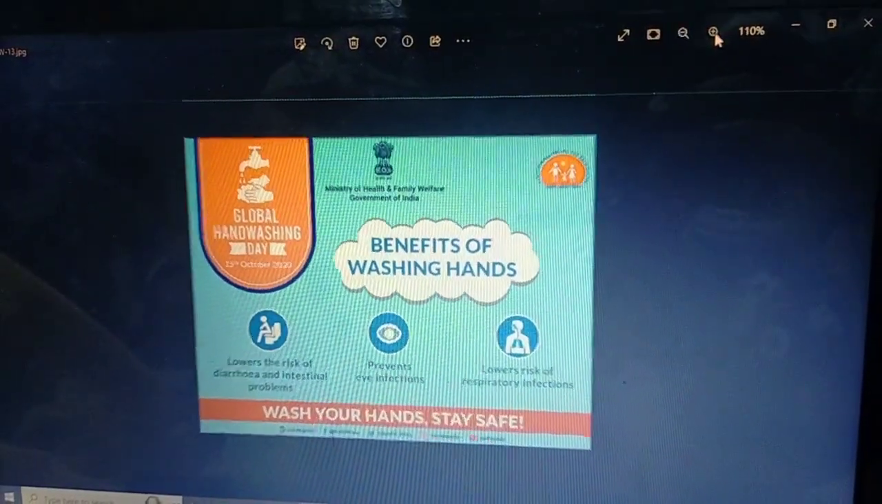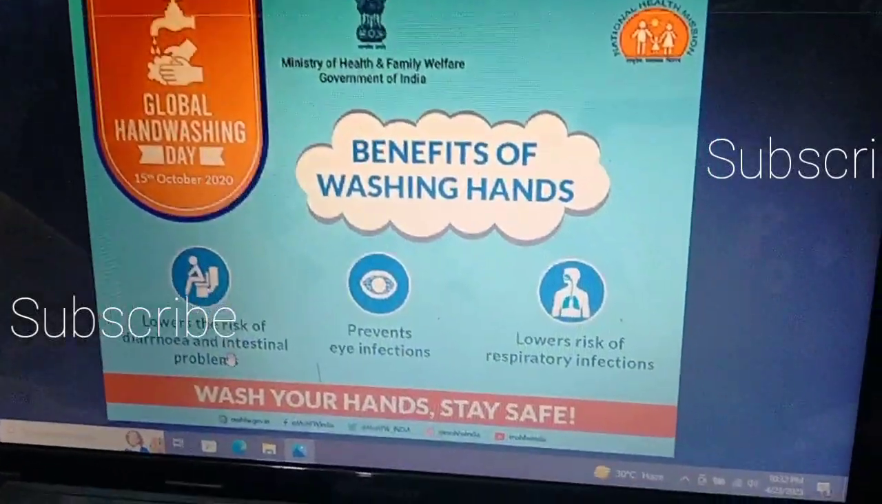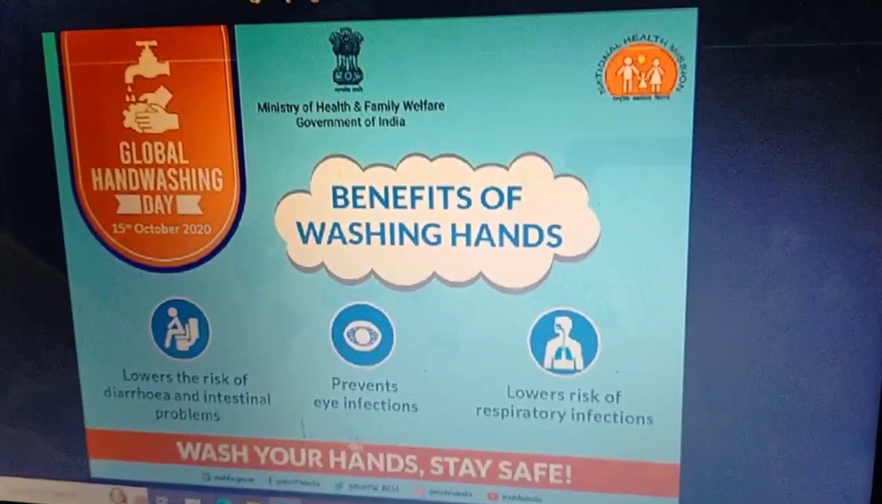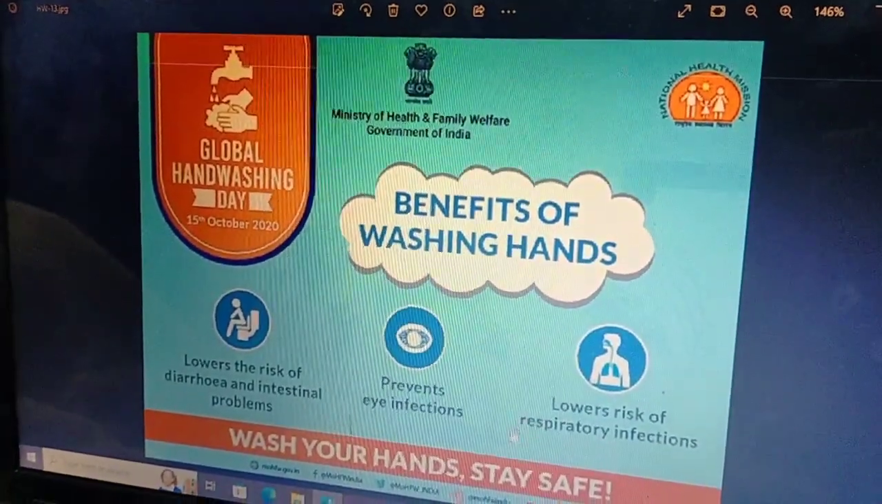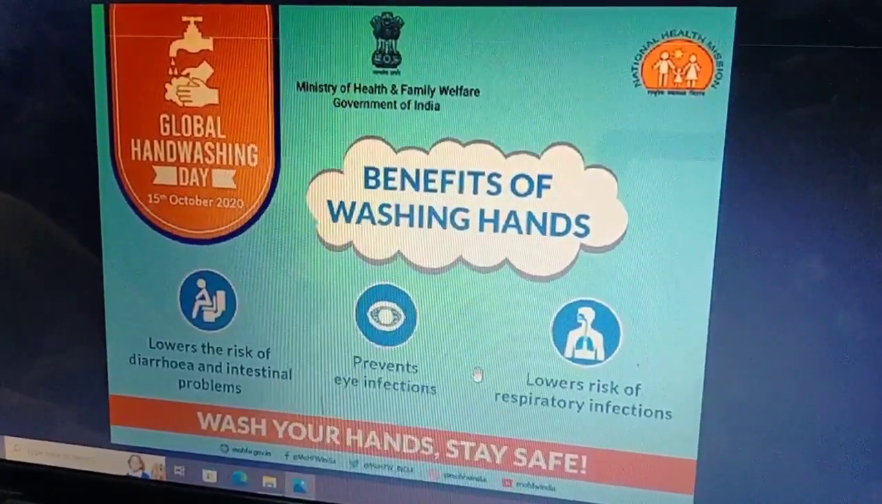So if we perform hand hygiene, we have a lot of benefits from that. One is it lowers the risk of diarrhea and the intestinal problems, it prevents eye infections, and it lowers the risk of respiratory infections. So wash your hands and stay safe.